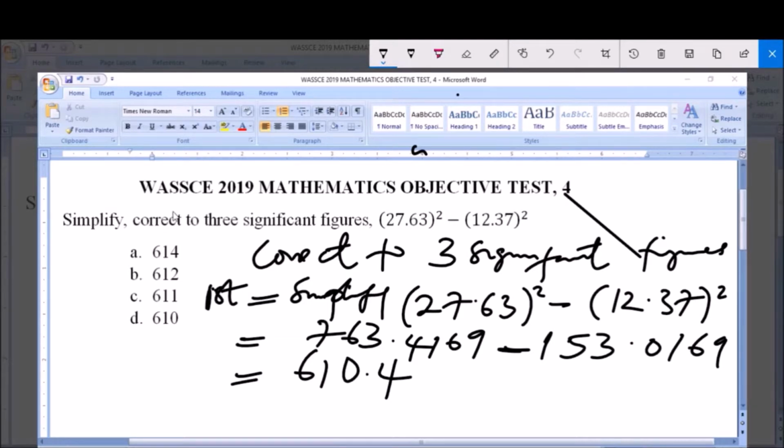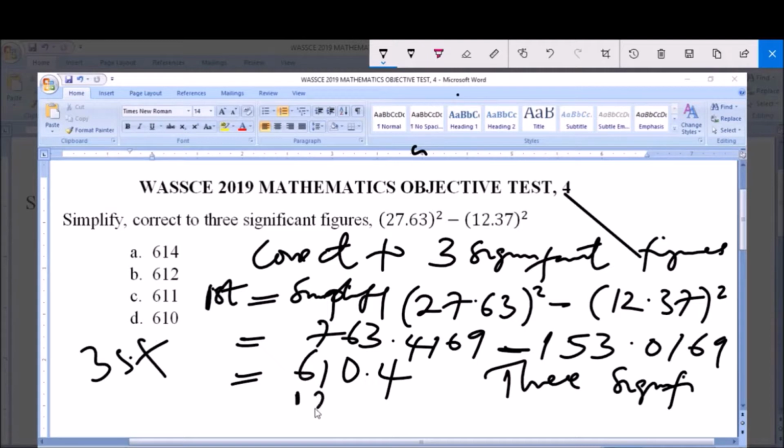Now the question is telling you to simplify it correct to 3 significant figures. Now significant figures refers to all the digits starting from what? The first non-zero digit. Now you are asked for 3 significant figures, starting from the first non-zero digit. Now 6 is the first non-zero digit, 1 is the second, and 0 is the third. So now we have 0.4.